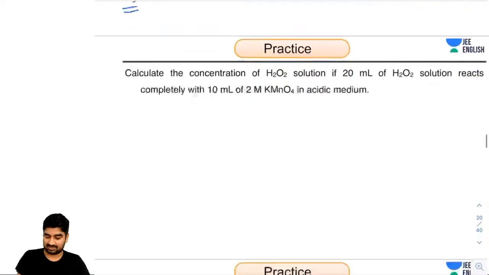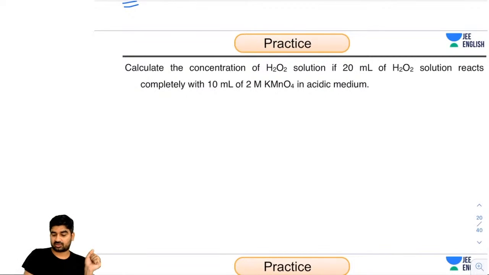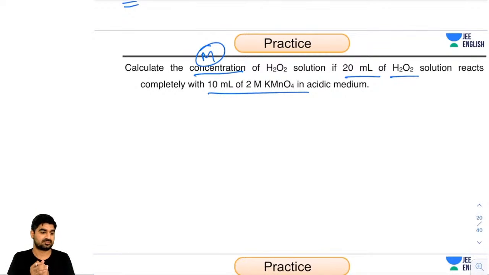Okay, now let's do the next problem, guys. Do this one. Calculate concentration, it means molarity. 20 ml of H2O2 reacts completely with 10 ml of this KMnO4. Again, KMnO4 is the oxidizing agent. Do it, guys.